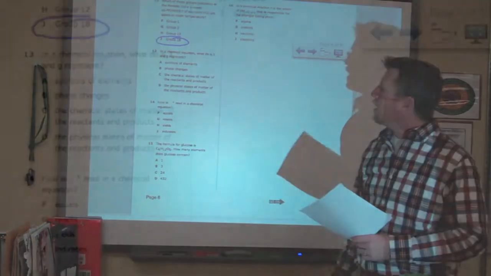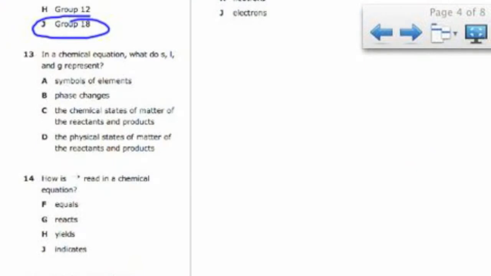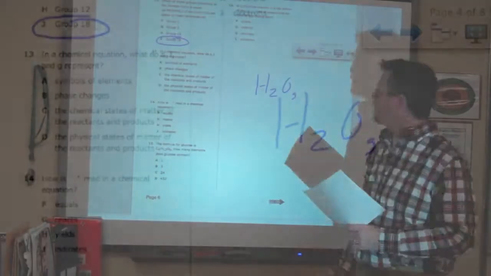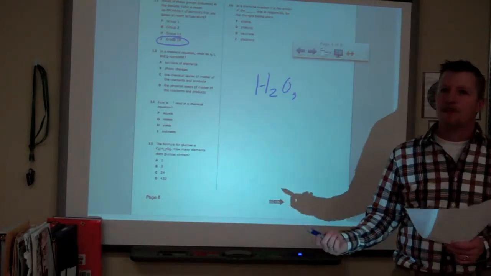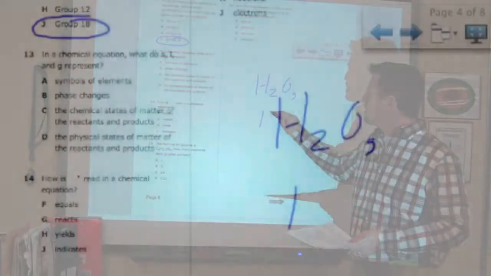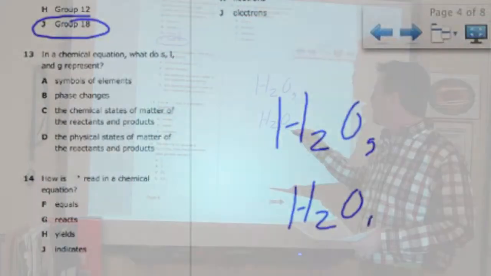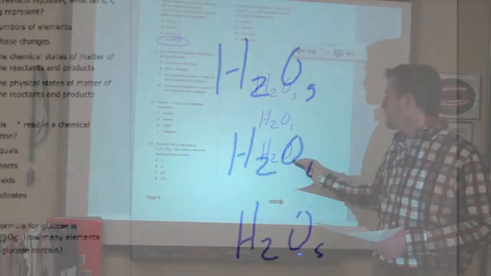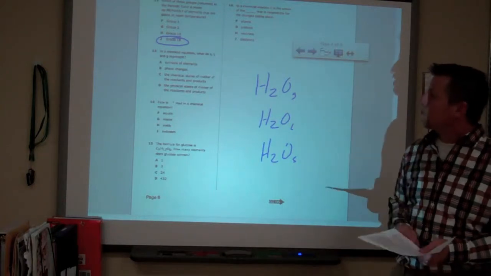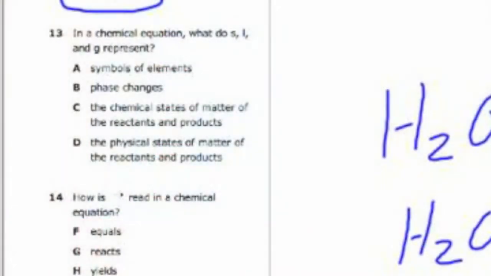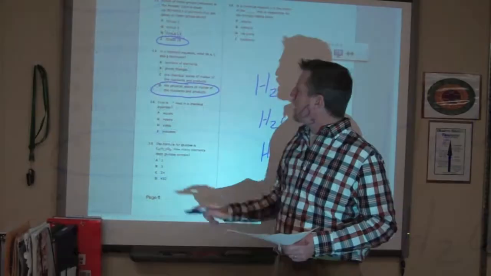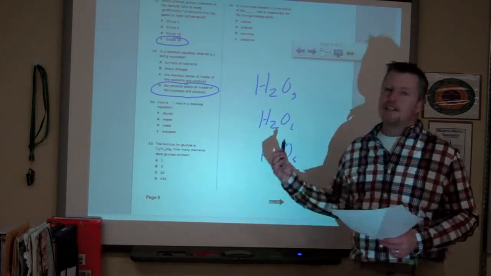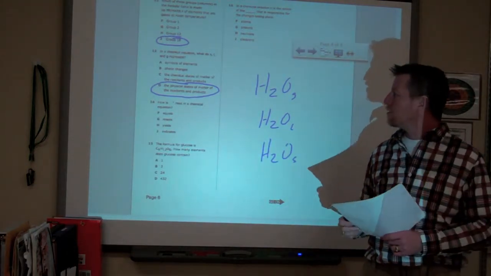Number 13. In a chemical equation, what do S, L, and G represent? So if I have H2O, and I see a little italic G on the side, what does that tell me about that water? Yes, it's a gas, right? It's evaporated. What if it's H2O, and it has a little L right here? Liquid. What if it's H2O and has an S there? Solid. So what is the right answer for this? D, the physical states of matter of the reactants and products. So basically, is it a solid, liquid, or gas? That's what that stands for.